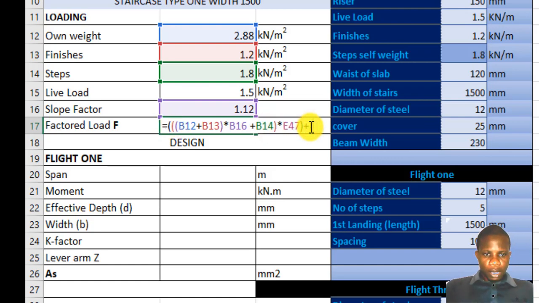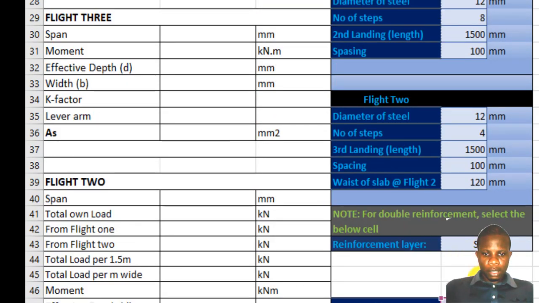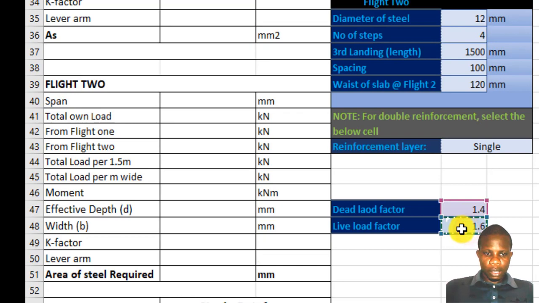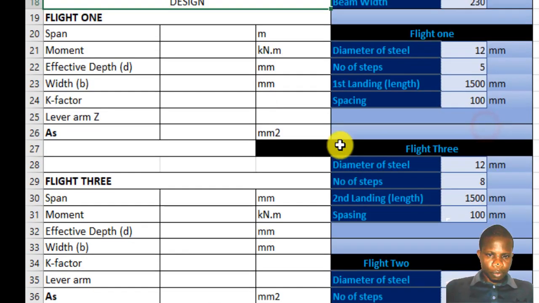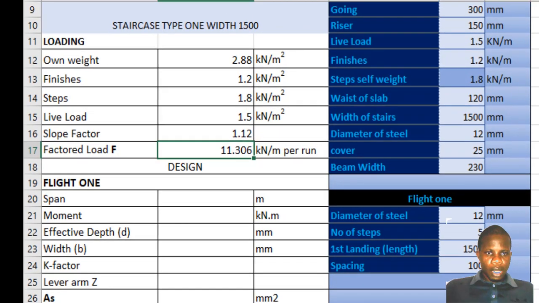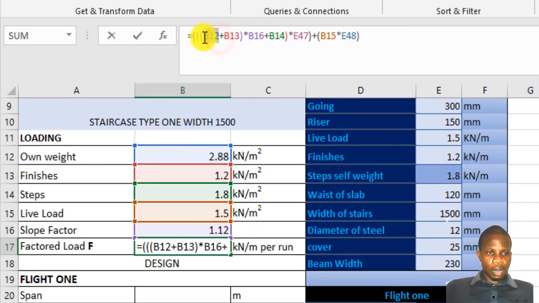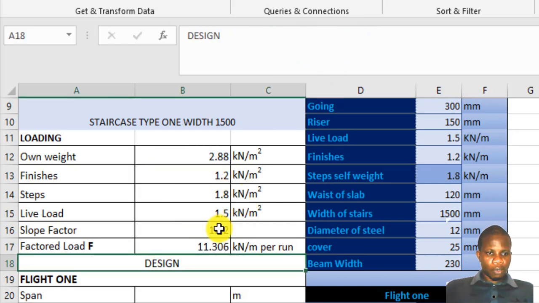Then we open for the live load. Live load is what? This times the factor. And what is the factor? This is the factor for live load, 1.6. So enter. Let us do that again. We enter, this is the own weight, that is for the waist, this plus the finishes times the load factor, plus the own weight of steps multiplied by the load factor for dead load, plus the live load multiplied by the factor of live load. Okay, we are through with the factored load.